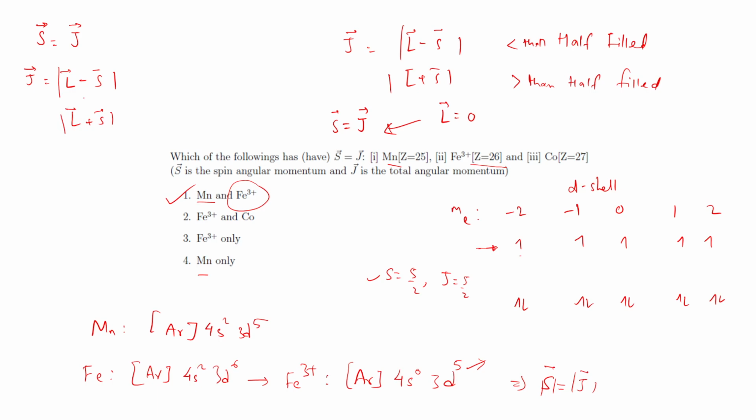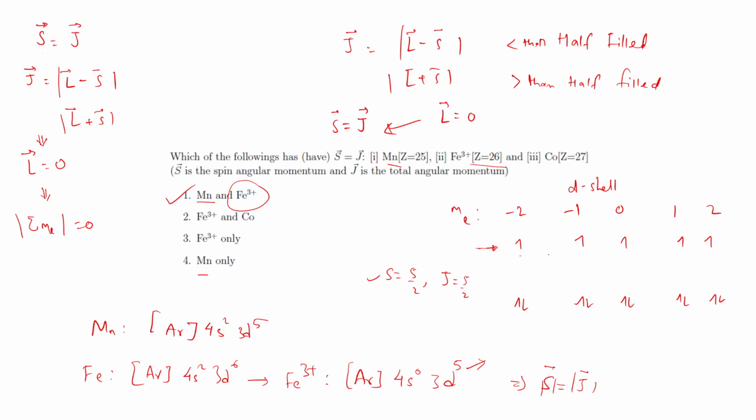Yes. But since it is asking J equal to S, we need L to be 0. This is clear? Yes. Now L can be, what is L? L is nothing but the sum over all these ML values, right? Its magnitude.